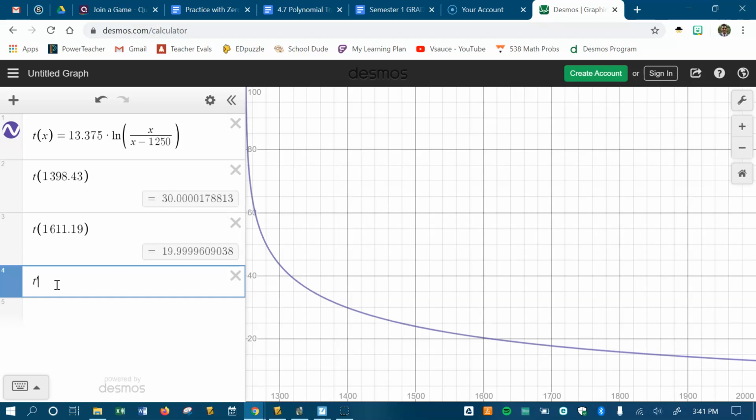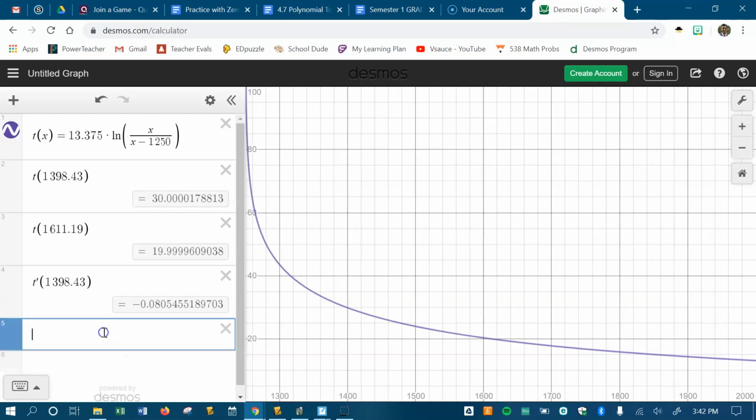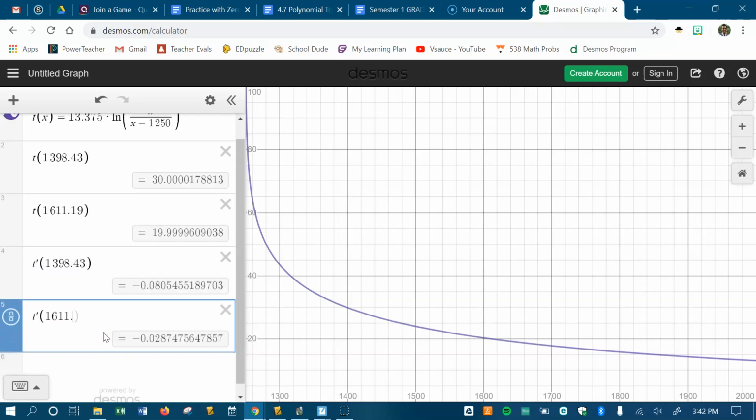For D, T prime of 1398.43 is okay. So that means that the rate is decreasing. Do you have to interpret it? No, never mind. Okay, so ignore what I just said. And then we also had T prime of 1611.19. Okay, so those are your two rates.